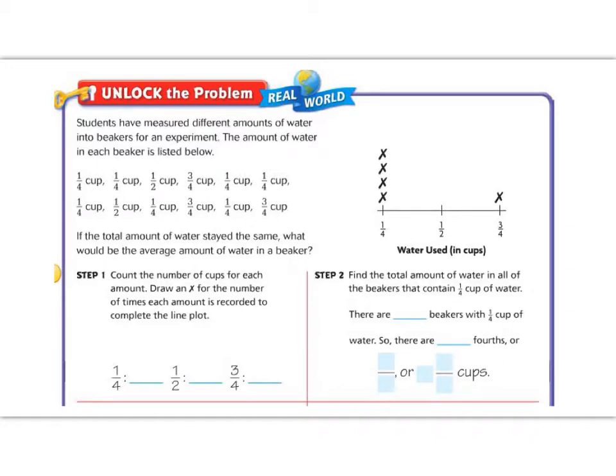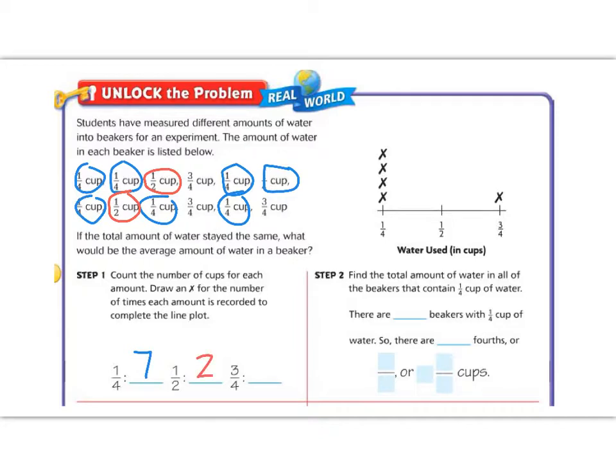So first off, we have 1/4. So let's look at how many 1/4s we have. I'm going to go ahead and circle them. So I have one here, and here, and here. So find everything that says 1/4. Okay, so it looks like we have 1, 2, 3, 4, 5, 6, 7 1/4s. Now let's look at how many 1/2s we have. We have 1, 2, that's it. We have 2 1/2s, and then 3/4. It looks like we have 1, 2, 3.